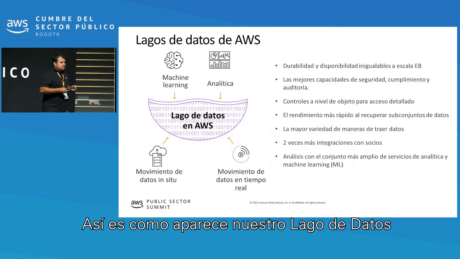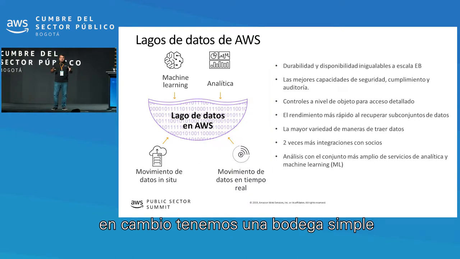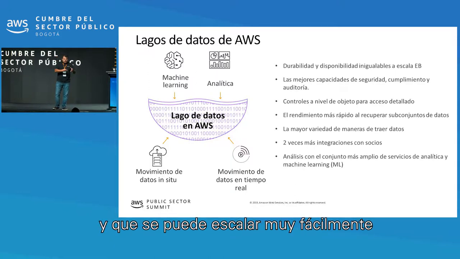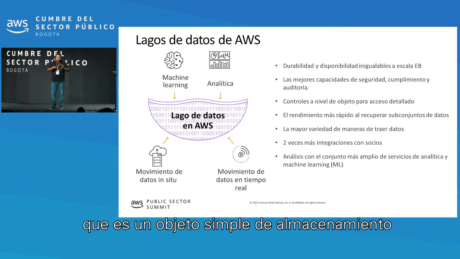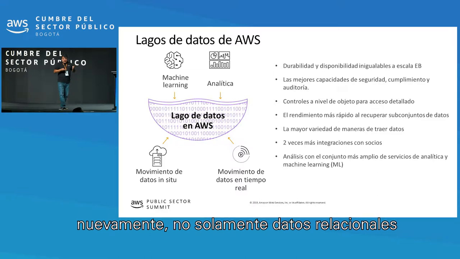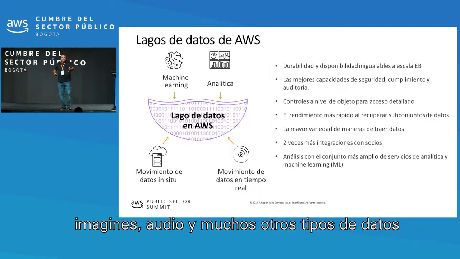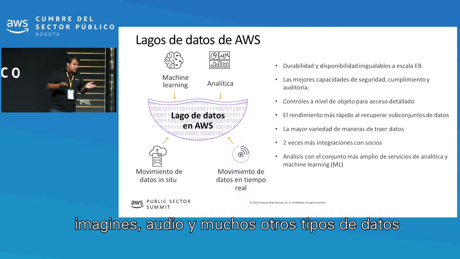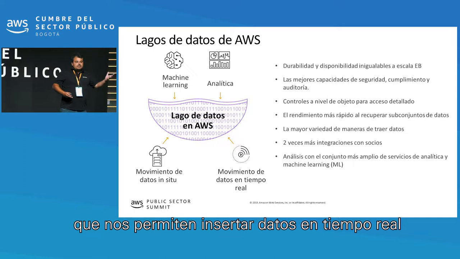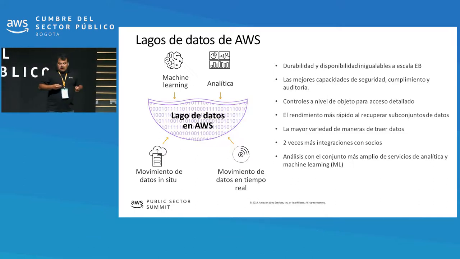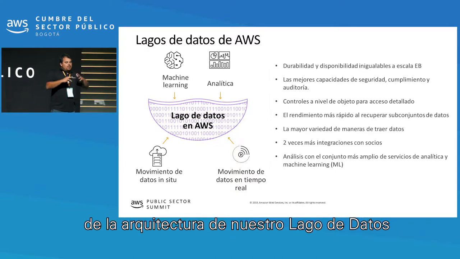So here comes the data lake. First thing, right? The core of our data lake is not anymore a relational database. So now we are using a simple storage, right, that is really cost-effective and really scalable, right? So on AWS, we have a service called Amazon S3, which is a simple object storage, right? So we start ingesting data there. So it's not just, again, it's not just relational data. We are bringing all kinds of data, structured and non-structured. We are bringing images, we are bringing audio, and many other kinds of data, right? So this is just beginning. We also have to add more tools in order to help us to ingest the data in real time or data from on-premises. We have to plug analytics engines and also machine learning, right? And then we have the high level of our architecture for data lake.